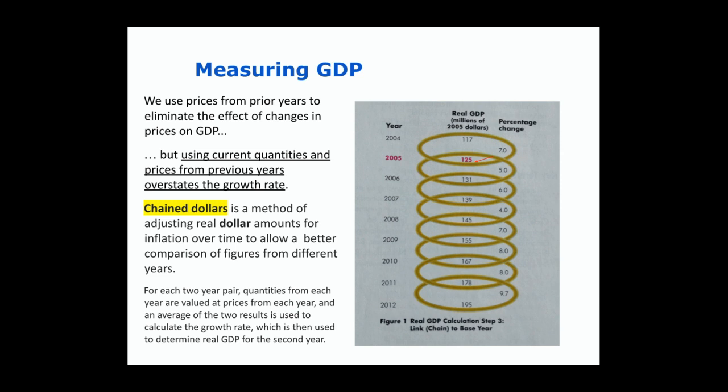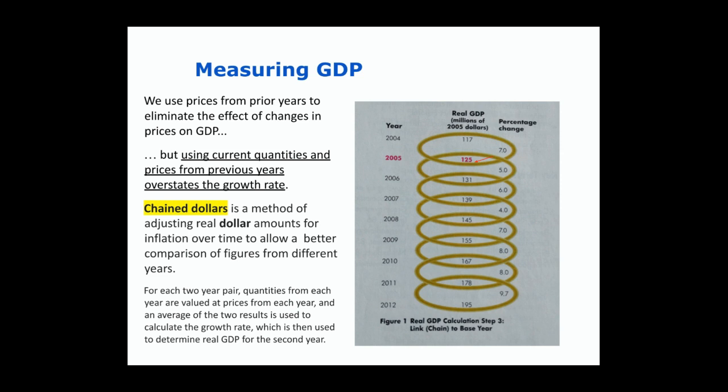Again, we have nominal GDP, which just uses the prices and quantities from the current year. We have real GDP, which uses the quantities from the current year and the prices from the base year to remove the effects of price changes, to remove the effects of inflation. And then we have chain dollar GDP, which is just one more way of trying to reduce some of the effects of price changes over time.